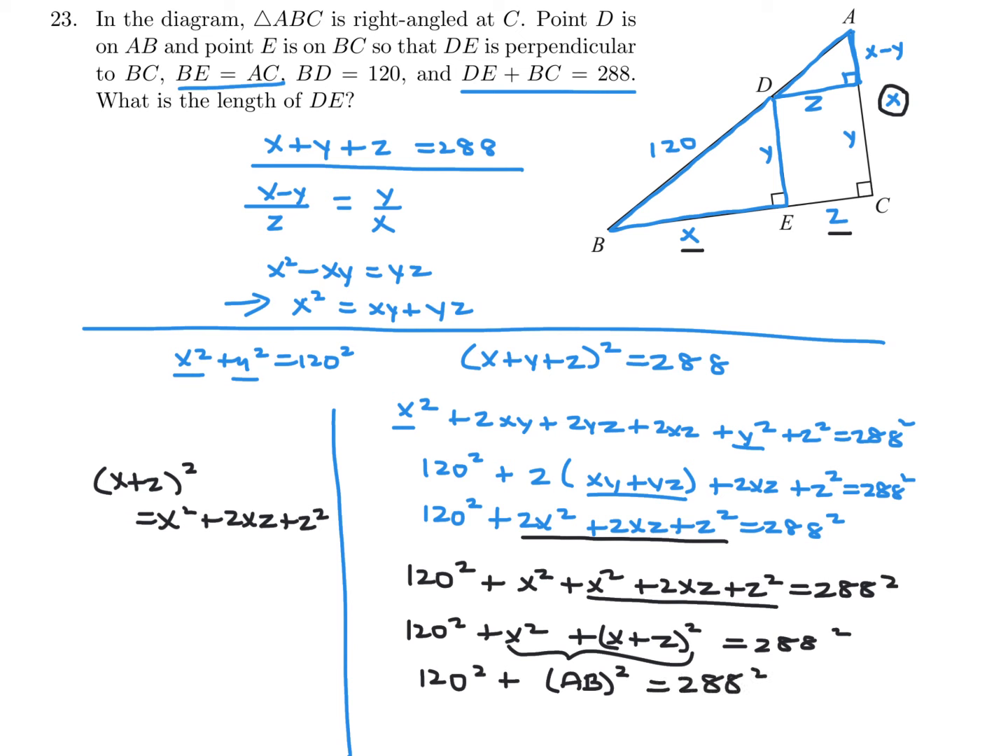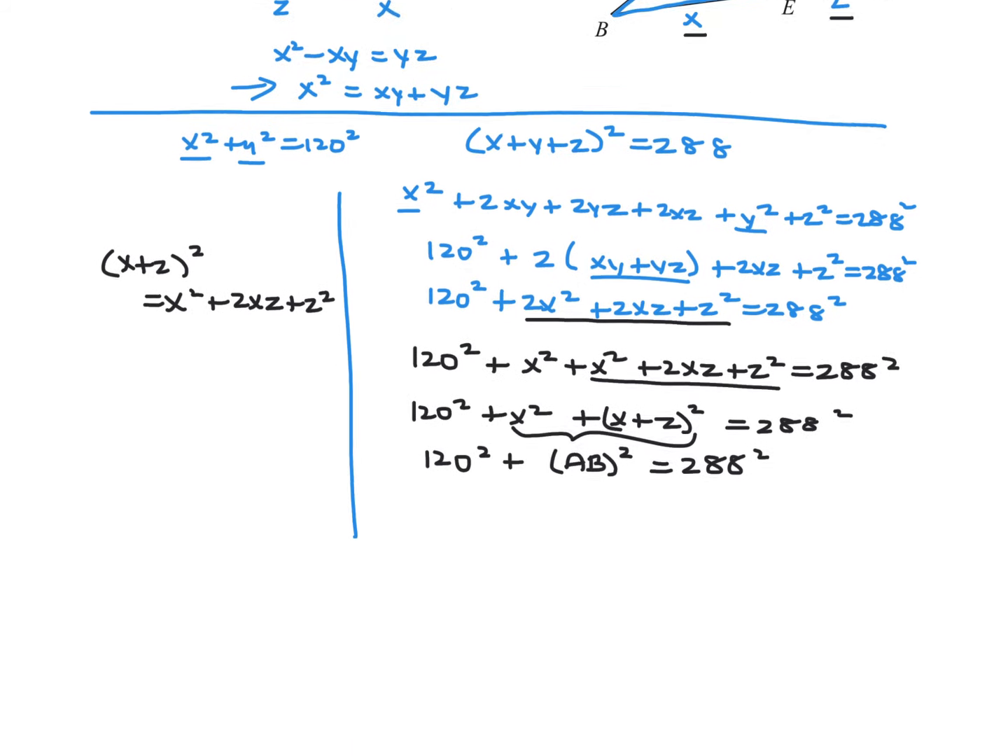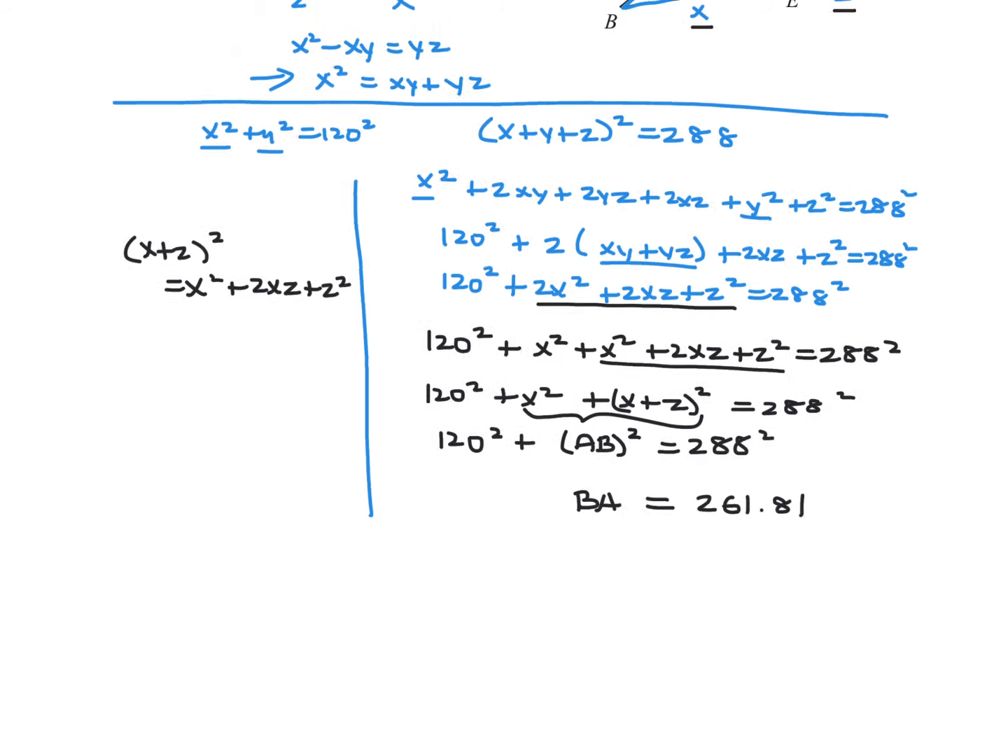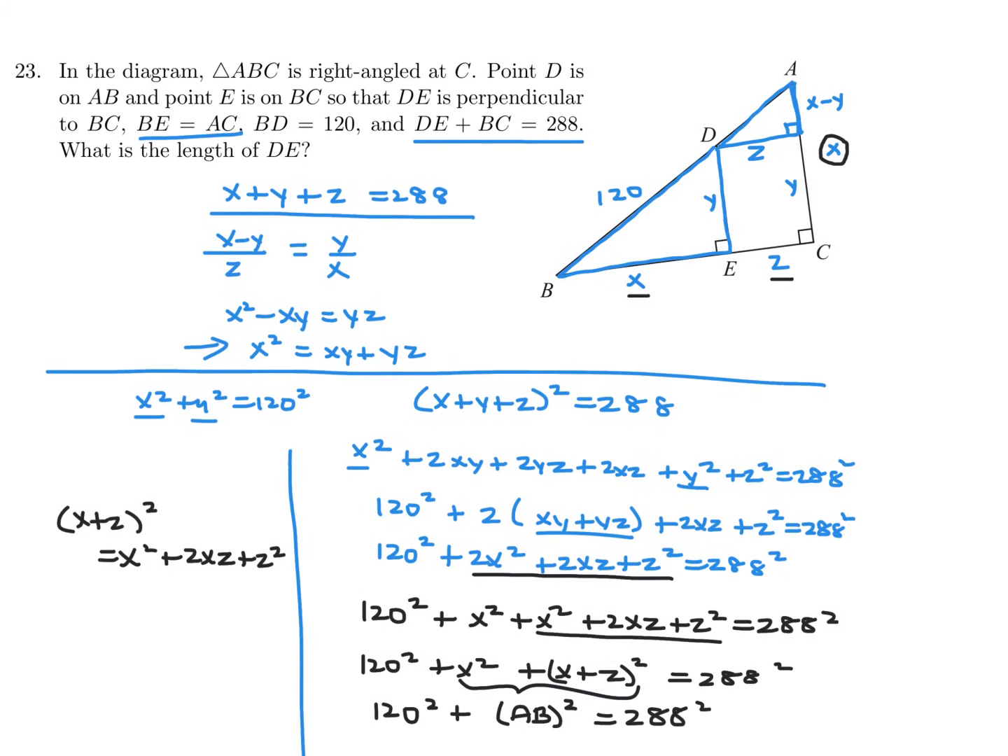So that's a very, very good finding, right? That helps you figure out what BA is. And then I will let you figure out BA. It's not that hard. BA or AB, however you want to call it. If you want to call it BA, that's fine. When you crunch out those numbers, you'll be able to get that it's equal to 261.81. Okay? And then we are told that D to B is 120.